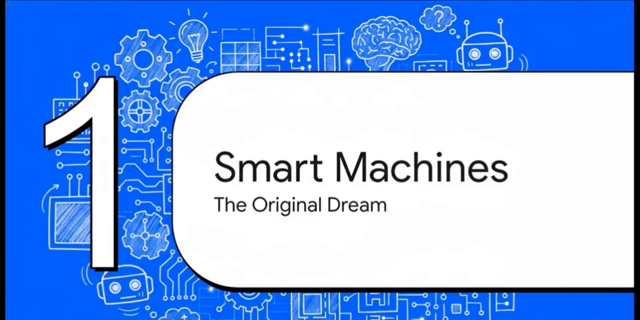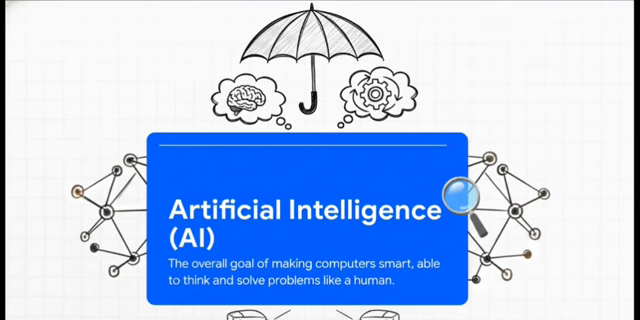Okay, first things first. We have to start with the biggest idea, the one that kicked this whole thing off decades ago, the dream of smart machines. And that dream is called artificial intelligence, or AI. This is the big one. It's the whole field. The grand vision of making computers that can think, reason, and solve problems just like we can. It's basically the science fiction stuff we've all been dreaming about for generations.